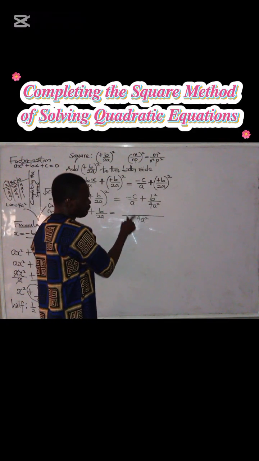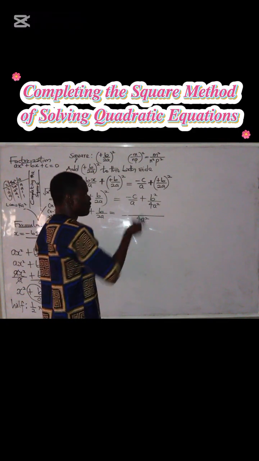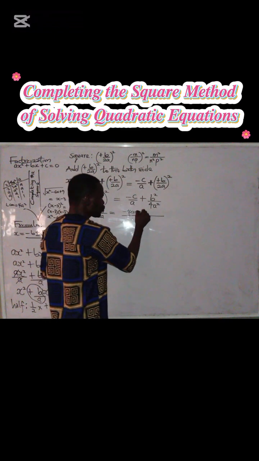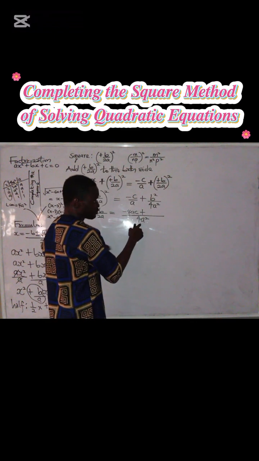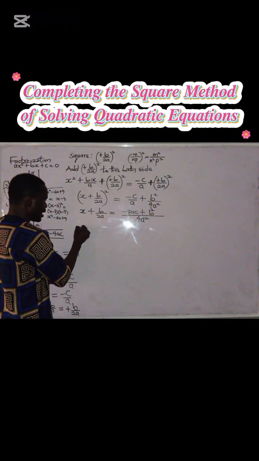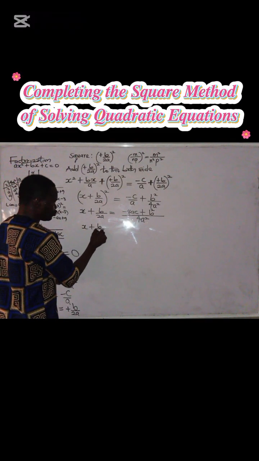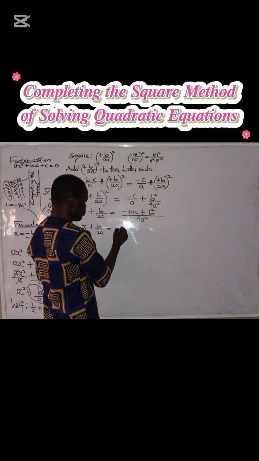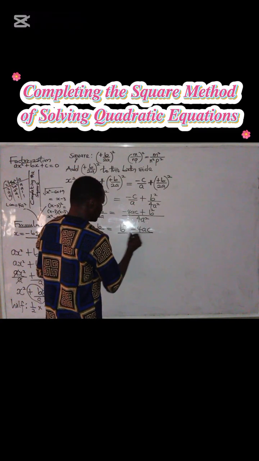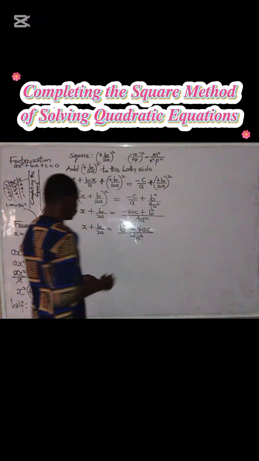So let's go. Here we have a in 4a squared is 4a. 4a times this, we have minus 4ac, plus 4a squared is 1. Then here you have b squared. So we are going to have x plus b over 2a is equals to, let's write it down, b squared minus 4ac over 4a squared.